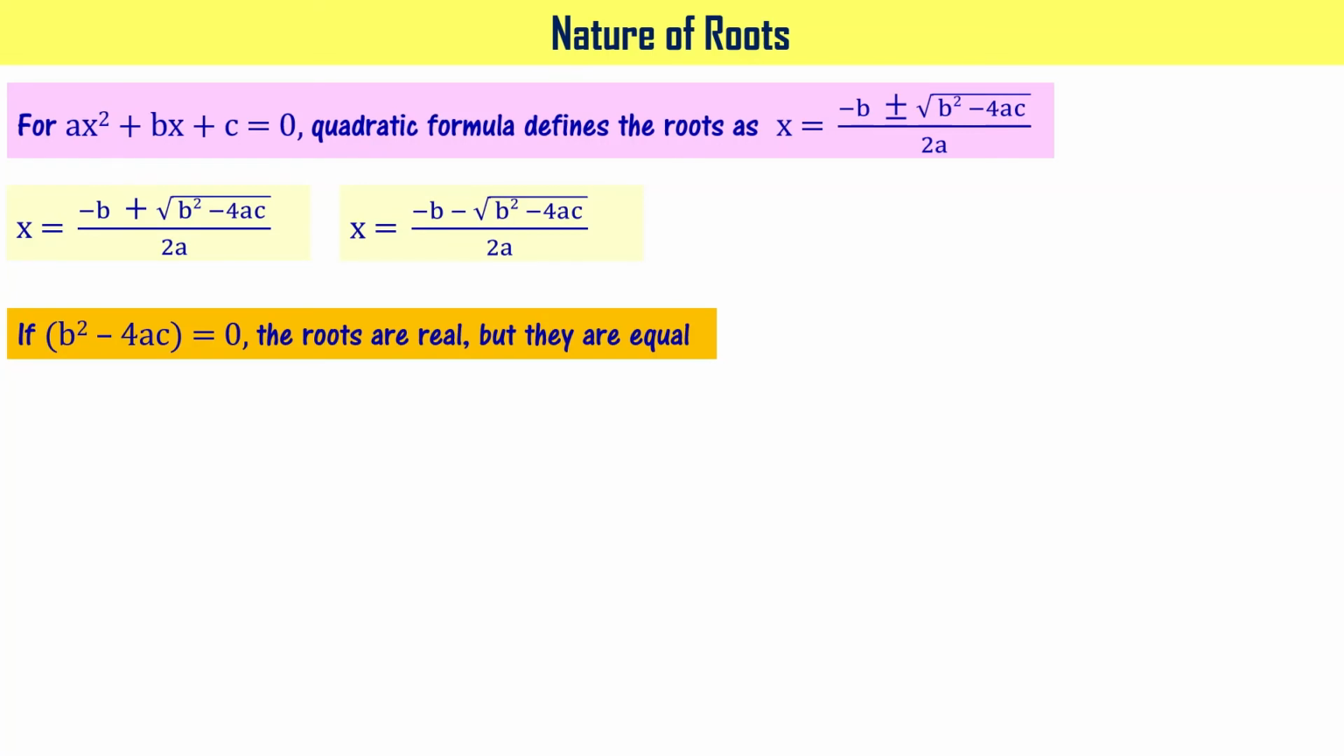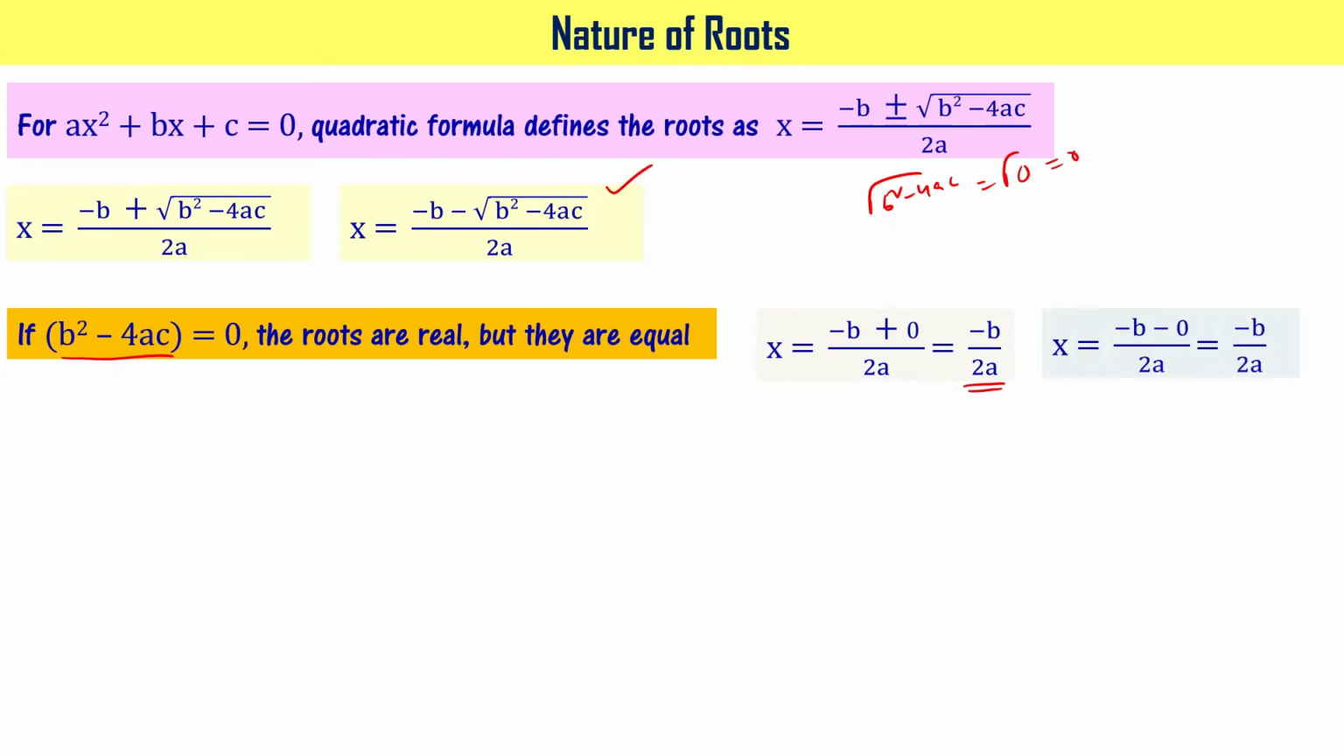I said that the roots are real but they are equal. Let's understand this now. B square minus 4ac is 0, meaning square root of b square minus 4ac is also equal to 0, right? Square root of 0 is equal to 0. Let's substitute that so that I can write the first root as minus b plus 0 divided by 2a, that is equal to minus b by 2a. And the second root is going to be minus b minus 0 divided by 2a, that is going to be minus b by 2a.